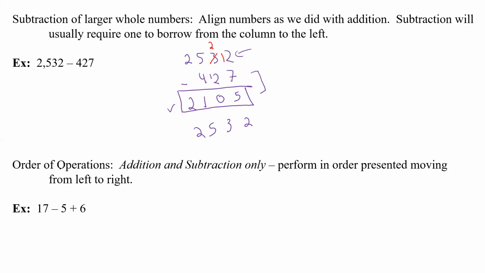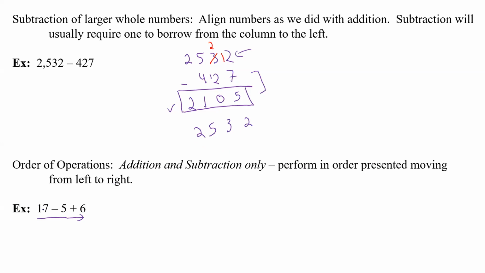Now we have order of operations. Now, order of operations here is we're only worried about addition and subtraction right now. Eventually, we're going to have all kinds of other stuff, and we'll use PEMDAS. But right now, we're just worried about addition and subtraction only. So what we have to do is we have to perform the operations in the order presented, moving from left to right. Okay, so we're going to go basically from left to right no matter what's written, and that's how we're going to solve it.